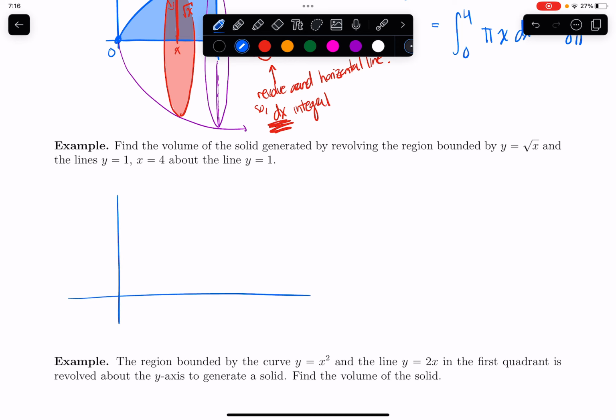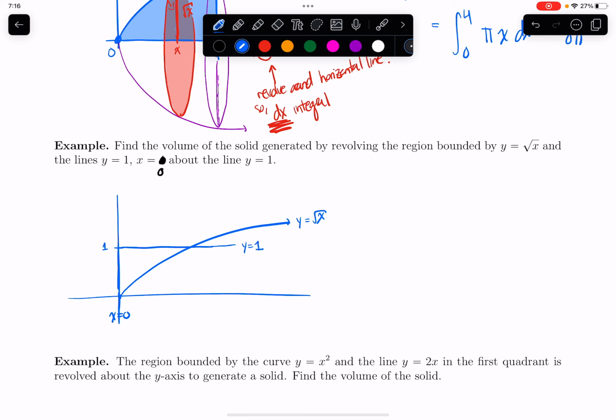Here I'm still working with the square root of x, which looks the same as before. So this is y equals the square root of x. But now I'm looking for the region bounded by the following lines. y equals 1, so this is y equals 1, and x equals 4. Looking at the picture, that is a typo. That should not say x equals 4. That should say x equals 0, so that we're in the first quadrant. So this is our x equals 0.